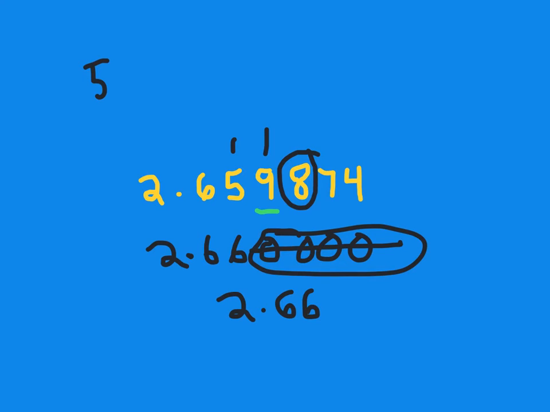All right, one final example. Here we go. The 4 has been underlined. That's the digit I'm rounding to. I look at the number behind it, which is 9. 9 is bigger than 5, so I'm going to add 1. So 4 plus 1 is 5. I have my 2. Everything else is going to turn into zeros.